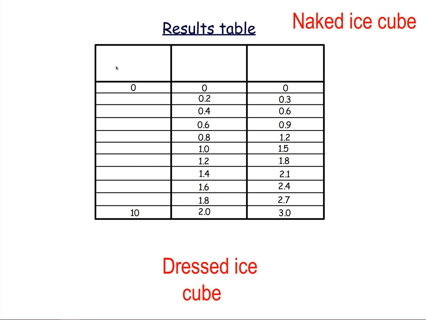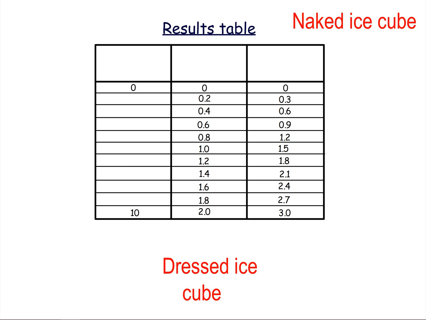The middle column is the volume of water that was collected in centimetres cubed, that is for the dressed ice cube. The final column is the volume of water collected in centimetres cubed, and that will be for the naked ice cube. Remember, the times involved are from 0 to 10 minutes, and the largest volume of water collected is 3 centimetres cubed. That's the biggest value there.